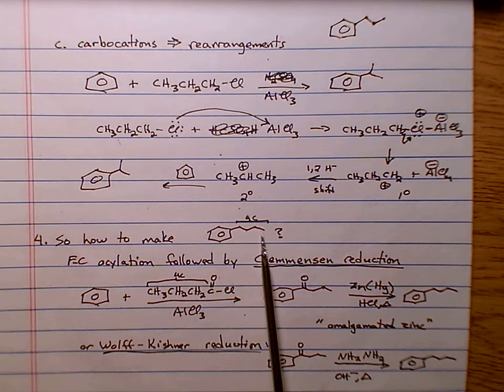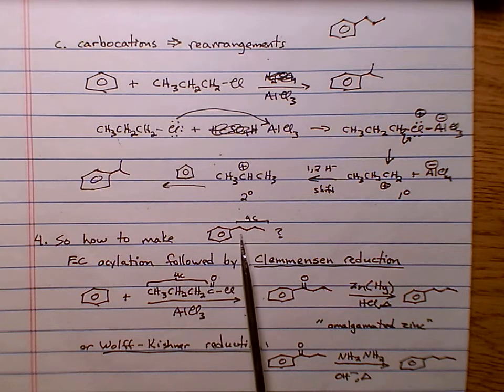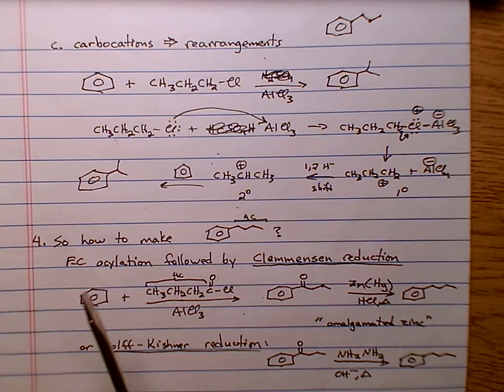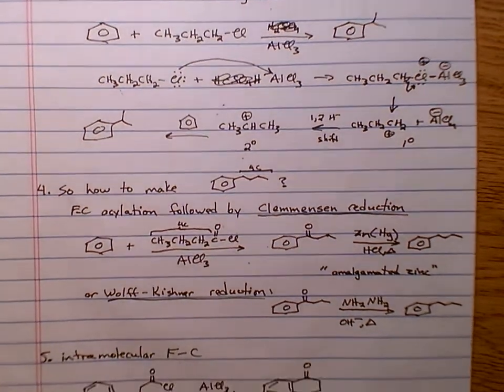What if I wanted to put 4 carbons, a nice butyl group, a normal n-butyl group, CH2, CH2, CH2, CH3? How would I do that? Well, you do that by doing a Friedel-Crafts acylation followed by a Clemmensen reduction.